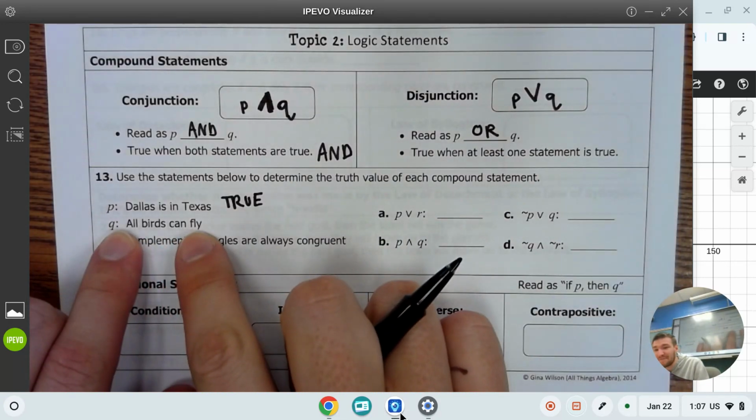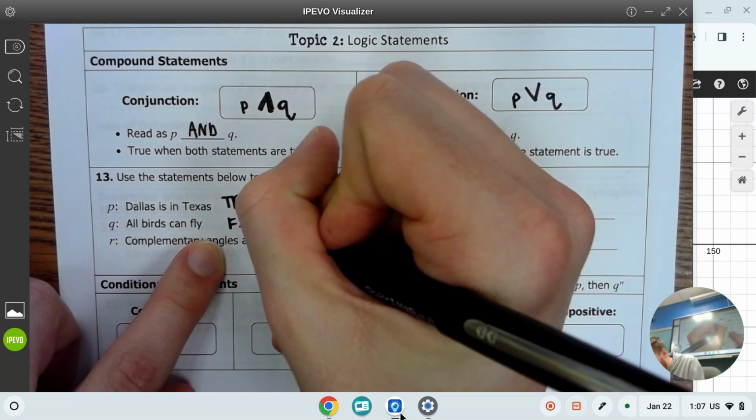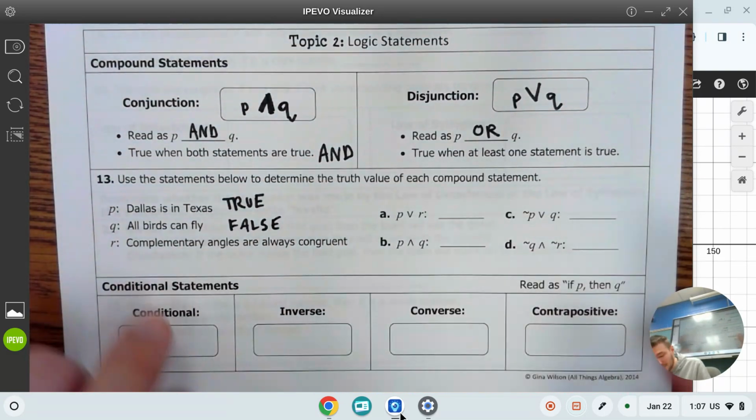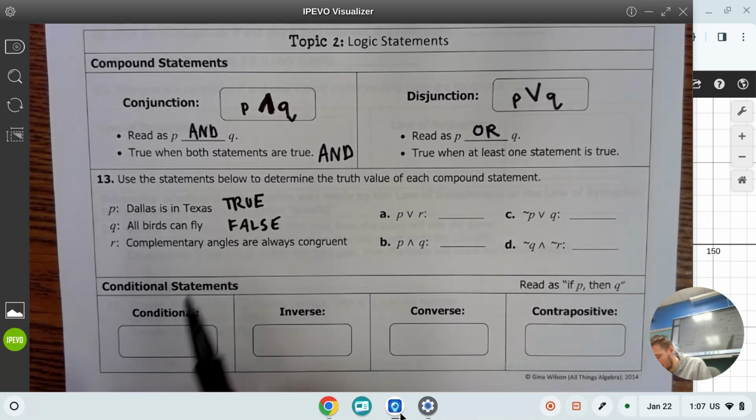All birds can fly. That's false, right? I'm thinking about an ostrich, a kiwi, a penguin. A kiwi bird. You ever heard of a kiwi bird? It does kind of look like a coconut with a beak on it.